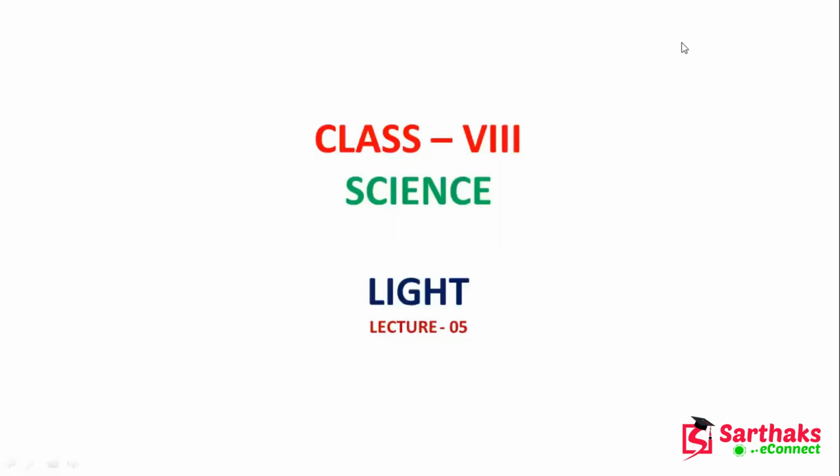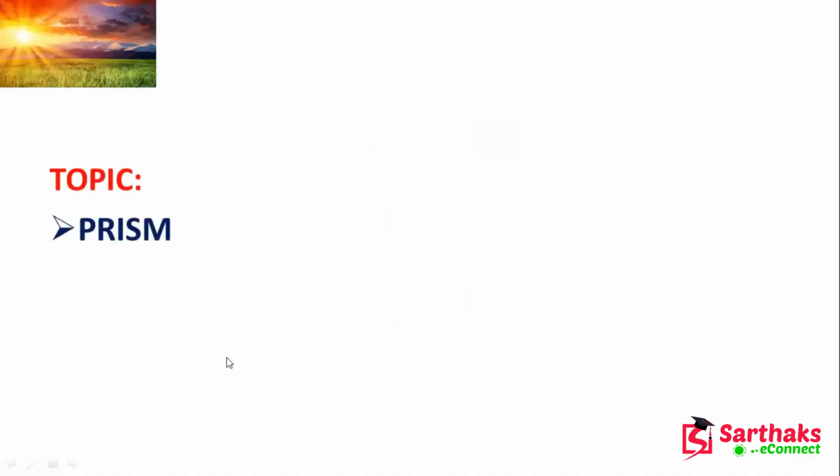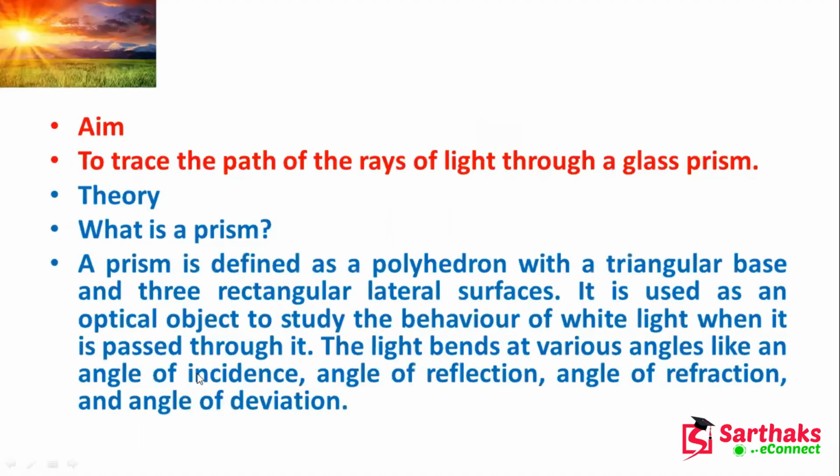Hello students. So let's start the chapter Light, and in lecture 5 we will study the prism. A little bit of an idea: we have the prism, the dispersion of light may occur in a prism, and it is made up of glass. So today we will do one experiment. First, the experiment is to trace the path.